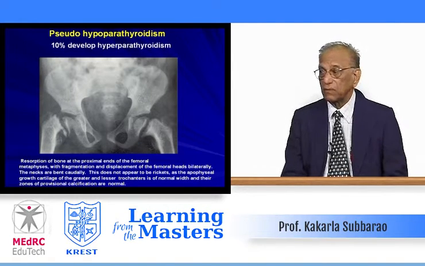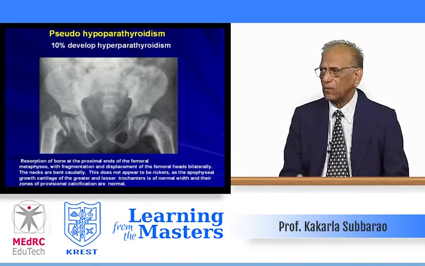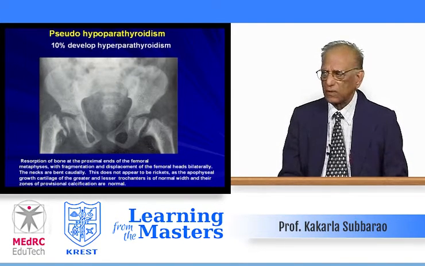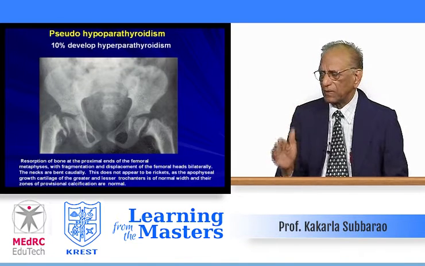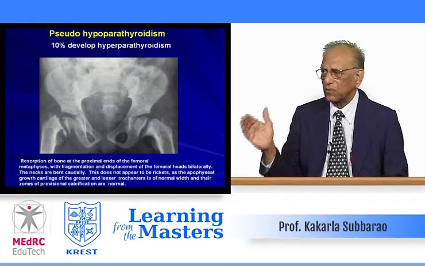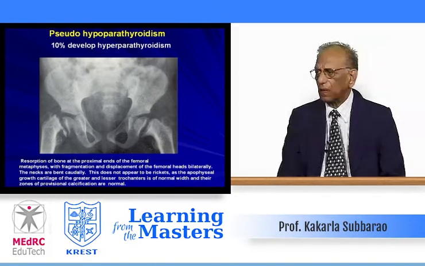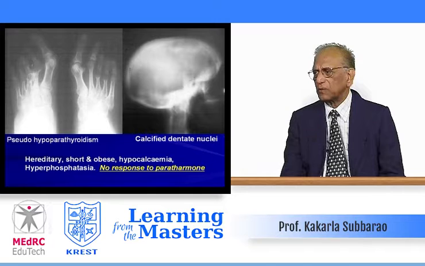Pseudo-hypoparathyroidism again, 10% of them develop hyperparathyroidism. One has to be very careful. And you find all the radiological signs of hyperparathyroidism, disruption of bone of the proximal ends of the femora, metaphyseal fragmentation, displacement of the femoral heads bilaterally, necks are bent caudally. This does not appear to be rickets, because in rickets you don't get this fragmentation and all that. Again, in the feet, short metacarpals, and in the skull, calcified dentate nuclei.